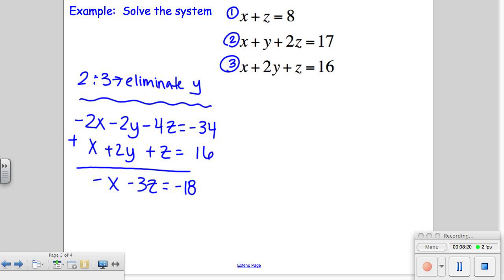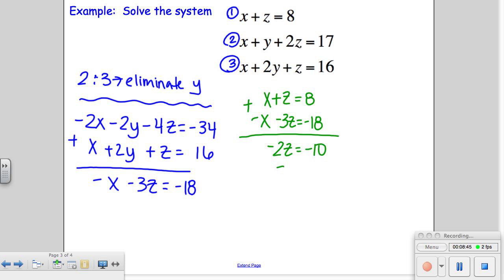Now I have an x and a z, and I can use that with equation number 1. So we'll rewrite equation number 1, x plus z equals 8, with the equation I just got using elimination. And the nice thing is, if I add these together right now, those x's are going to cancel out. I get negative 2z equals negative 10. So z is 5.